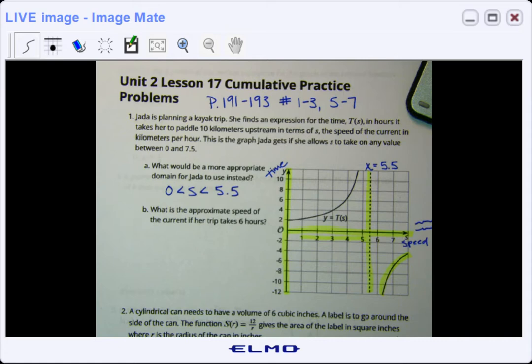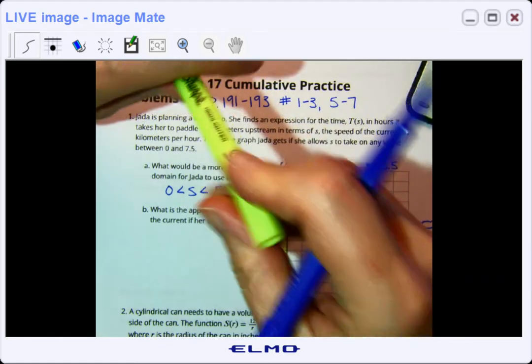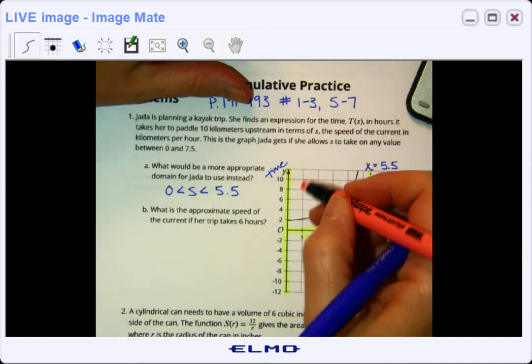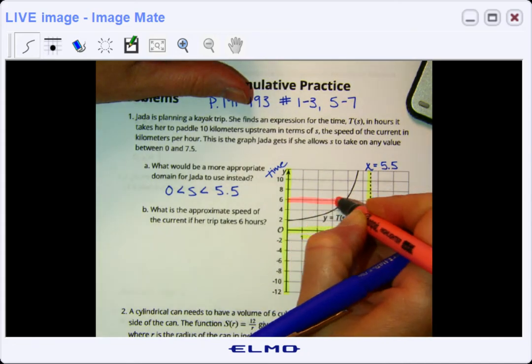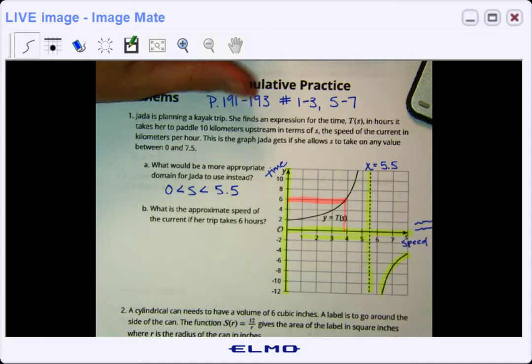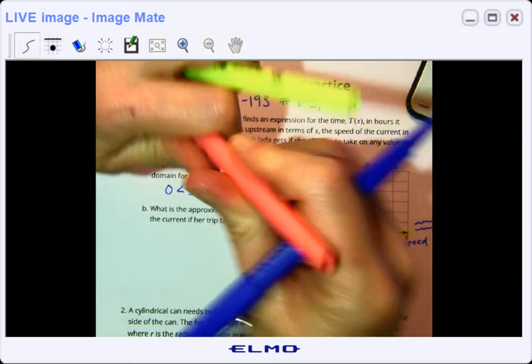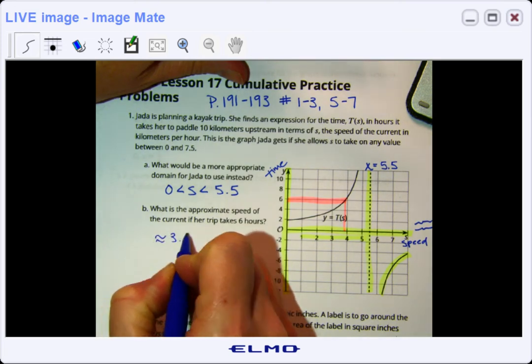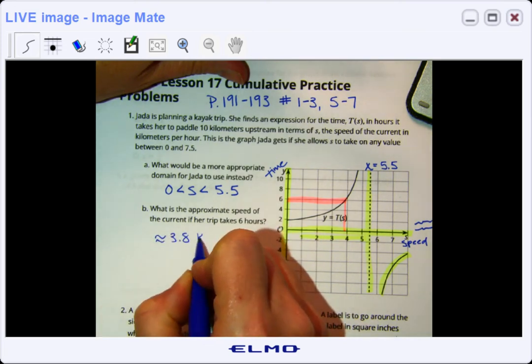And then for part B, what is the approximate speed of the current if her trip takes 6 hours? So here's 6 on the y-axis, 6 for the time. Follow it over, intercepts the graph right here. And I would say it's approximately 3.8. And those are kilometers per hour.